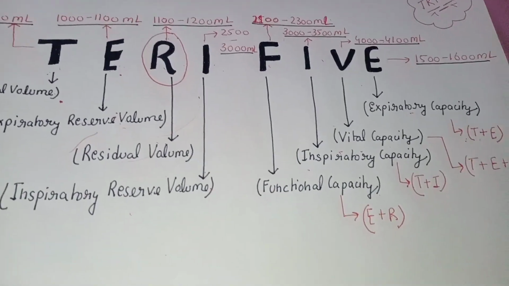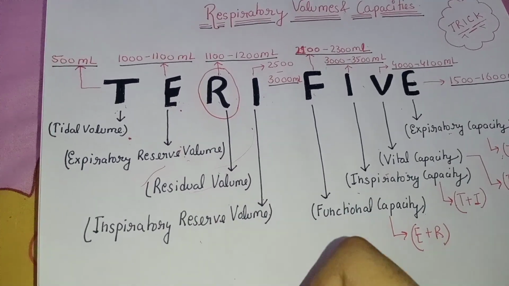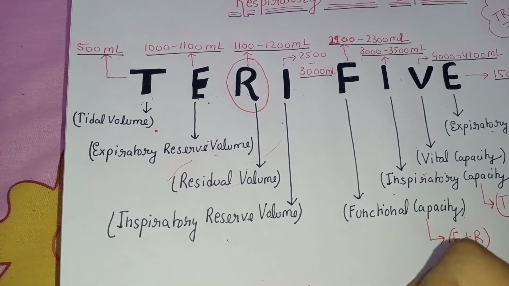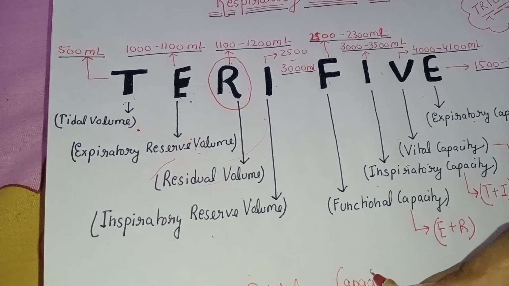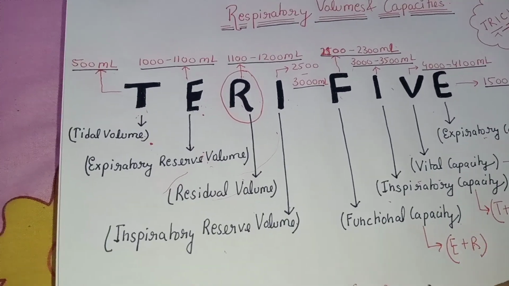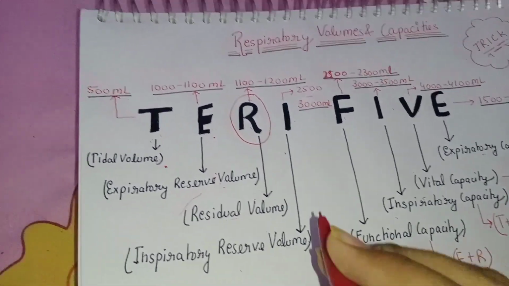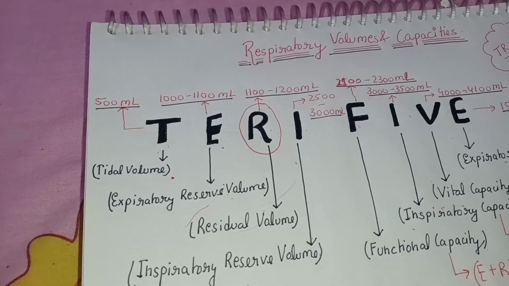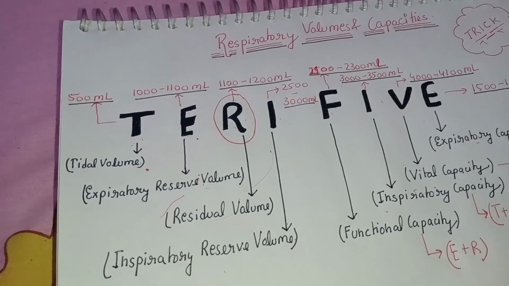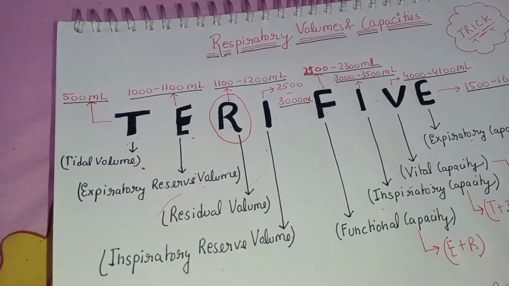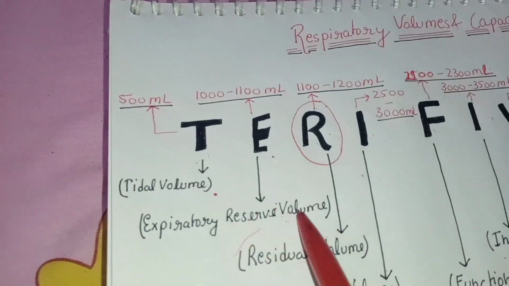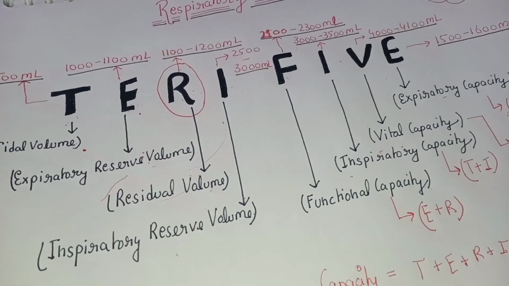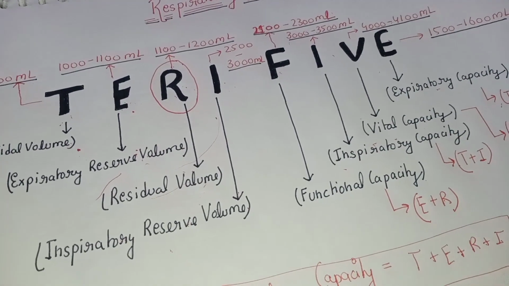Now, one more important point, if someone asks you about total lung capacity, we will calculate it now. When we add all of this, it will give us total lung capacity, which equals T plus E plus R plus I. We all know T represents tidal volume, E represents expiratory reserve volume, R represents residual volume, and I represents inspiratory reserve volume. So lung capacity is given by this term.